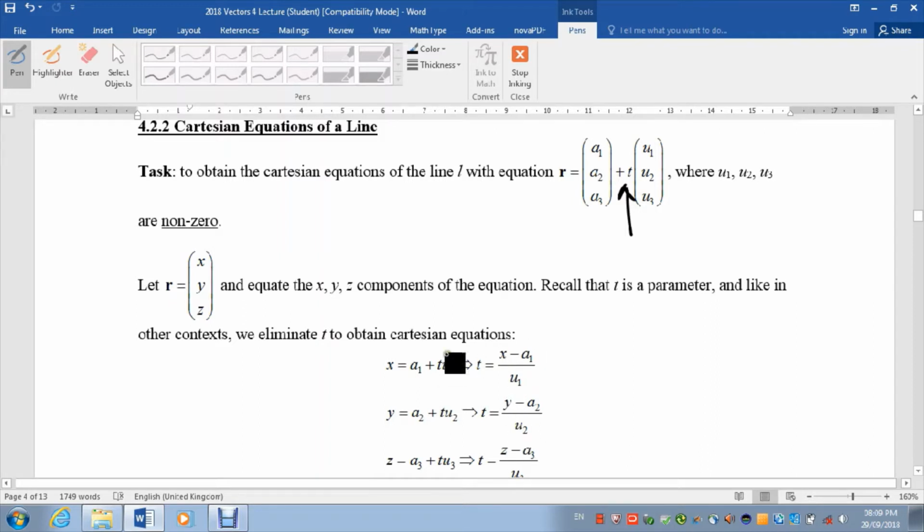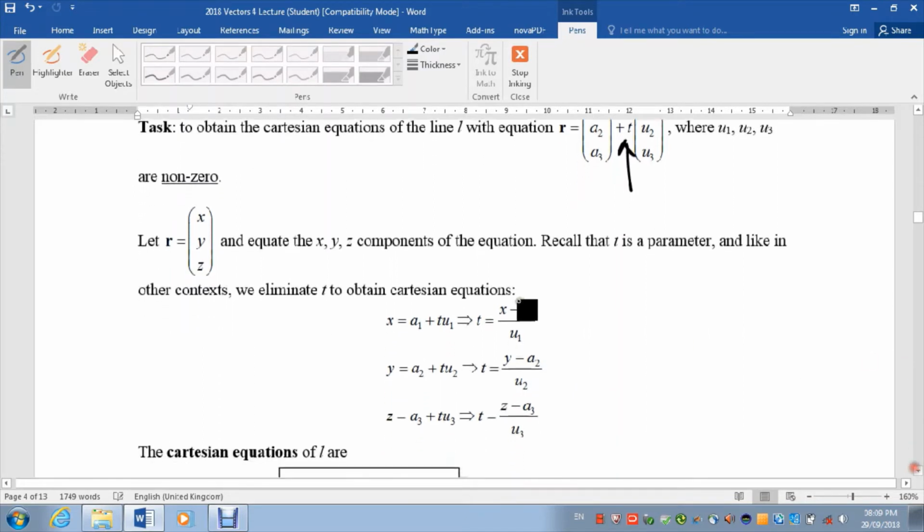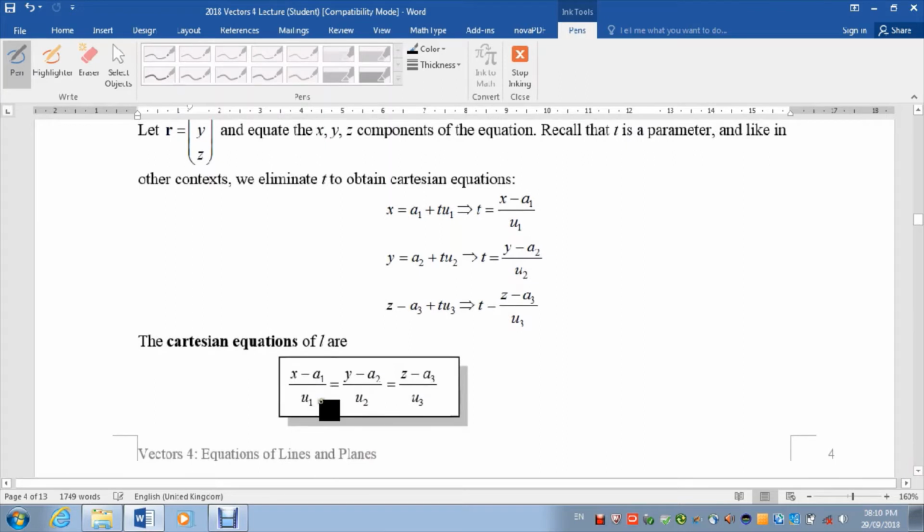I'm going to have three equations. Now remember, I don't want the t. So naturally, I want to make t the subject in each of these equations. And I'm going to equate the three of them together so that the t will disappear. And this is what I'm going to get. x minus a1 over u1 is the same as y minus a2 over u2, which is the same as z minus a3 over u3.